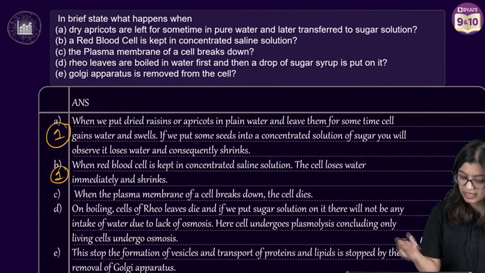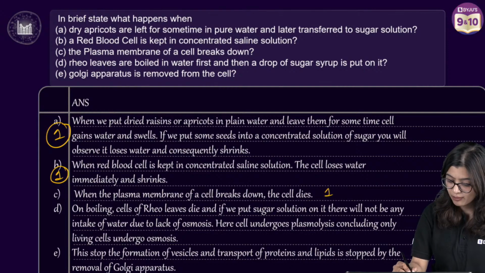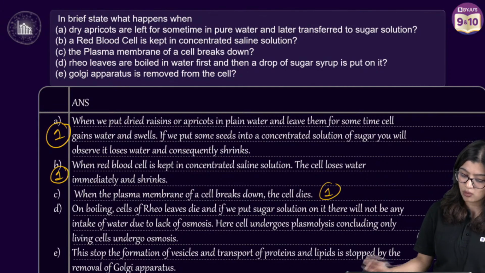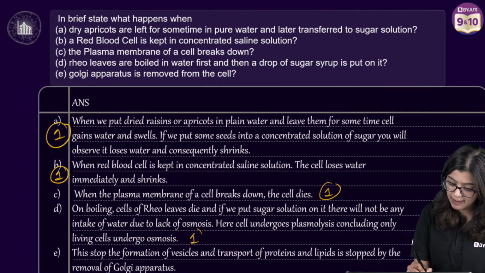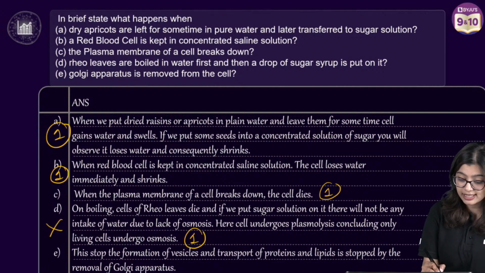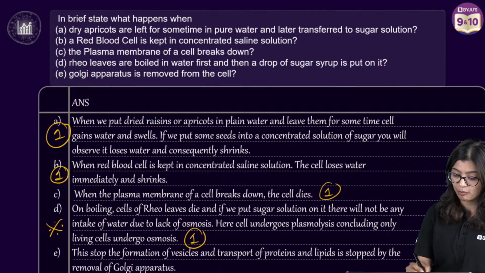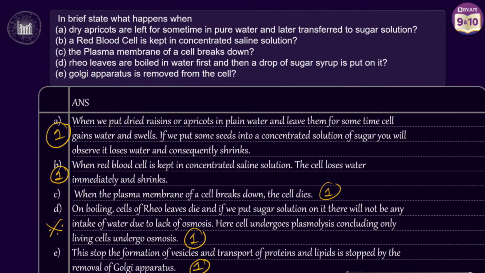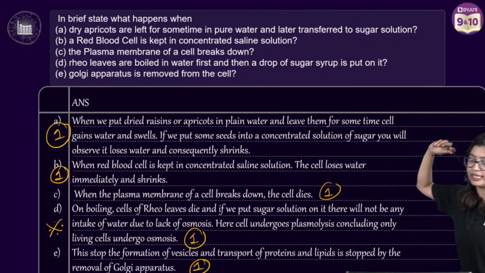What will happen to the red blood cells? This is what will happen. What will happen when plasma membrane is not there? Ho gaya. On boiling, what is going to happen? This is what we discussed. This is very important. Okay? That part is very important. And this is the last bit. So you will get 1 mark for each of it. Yes?